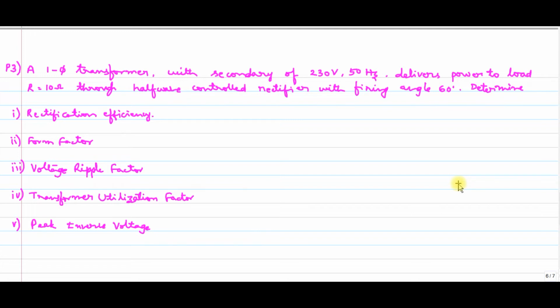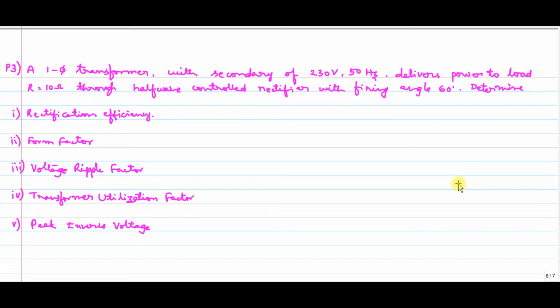A single phase transformer with secondary of 230 volt 50 Hz delivers power to load R equal to 10 ohm through a half-wave controlled rectifier with firing angle 60 degree. Determine rectification efficiency, form factor, voltage ripple factor, transformer utilization factor, and peak inverse voltage. So these are the things we have to find out.